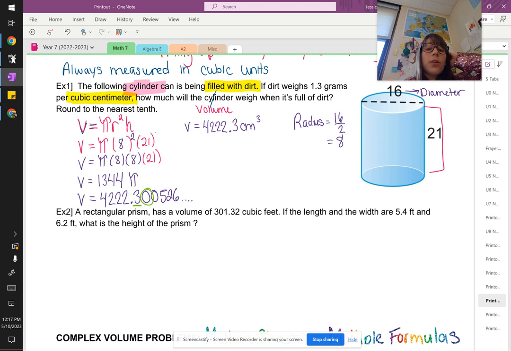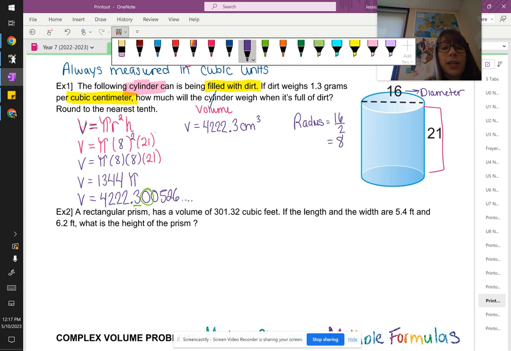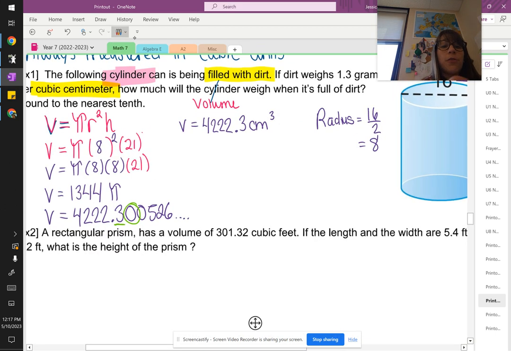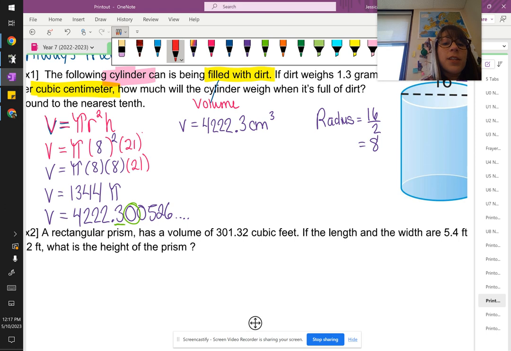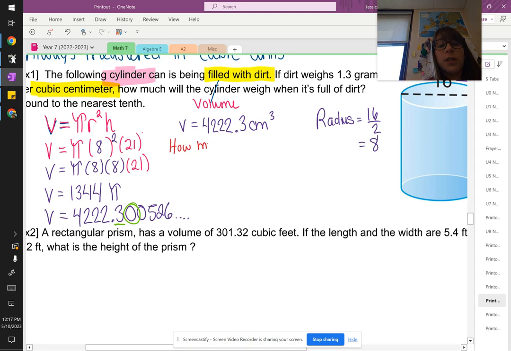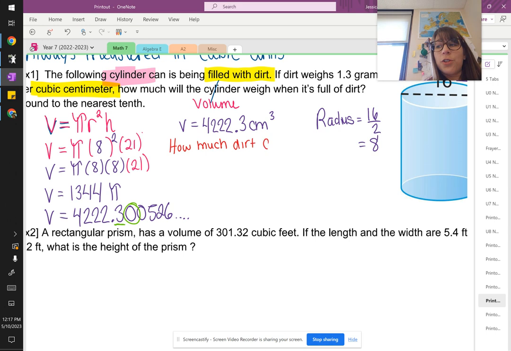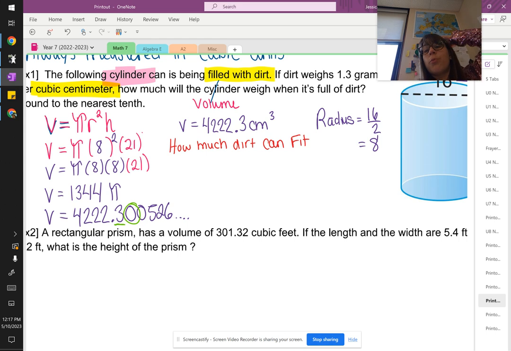Now, at this point, the question was asking us, how much will the cylinder weigh when it's full of dirt? Centimeters cubed is not a unit of weight. We don't measure how much something weighs in centimeters. So we're actually not done yet. What we found right here, that 4,222 number, is how much dirt the container can hold. How much dirt can fit. 4,222.3 centimeters cubed can fit in our container.